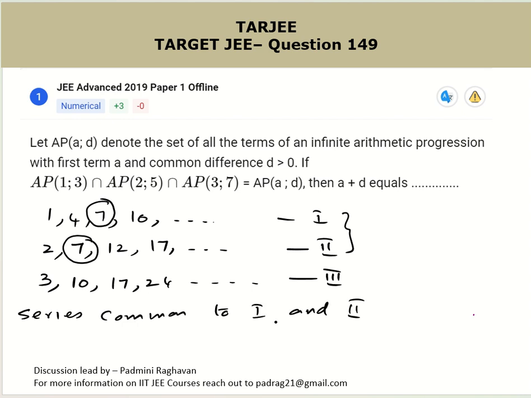So the series common to series 1 and series 2, the intersection of 1 and 2, will have 7 as its first term. Here the common difference is 3, and here it is 5, so the LCM of 3 and 5 is 15. So our common series to 1 and 2 will have a common difference of 15. It will go as 7, 22, 22 plus 15 is 37 and so on. Now we need to find a series common to this and 3.